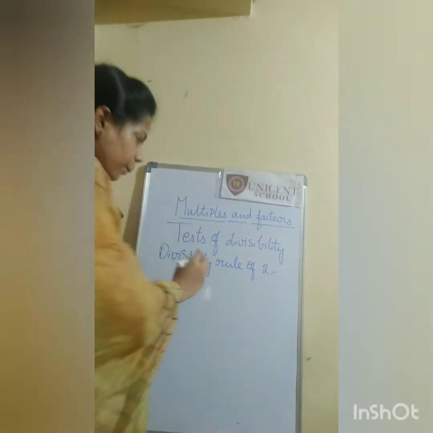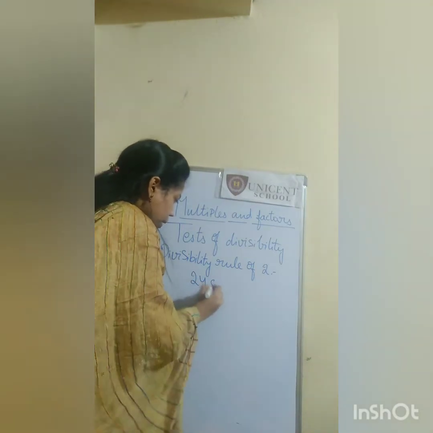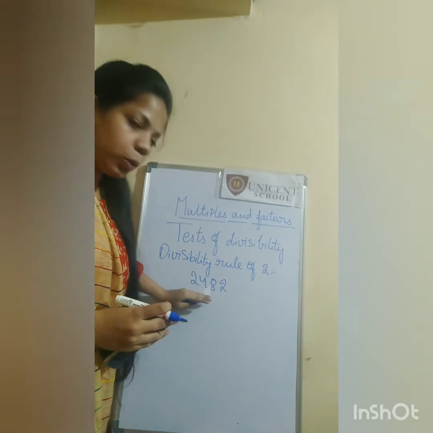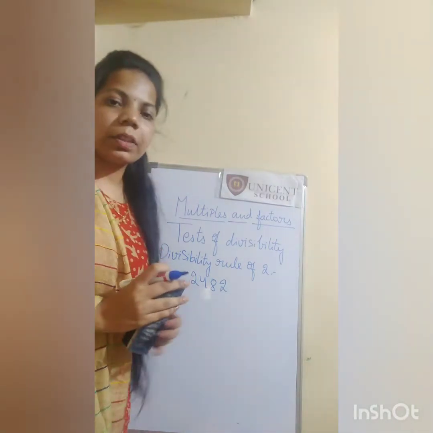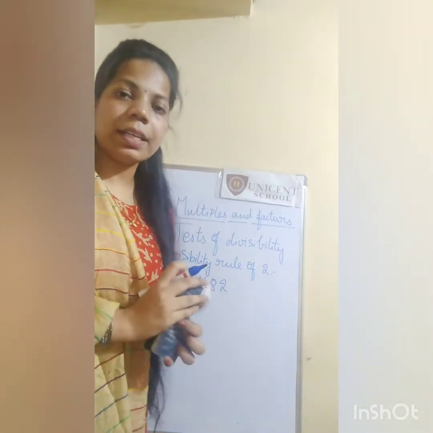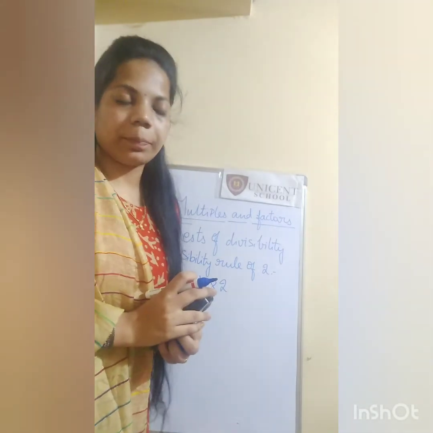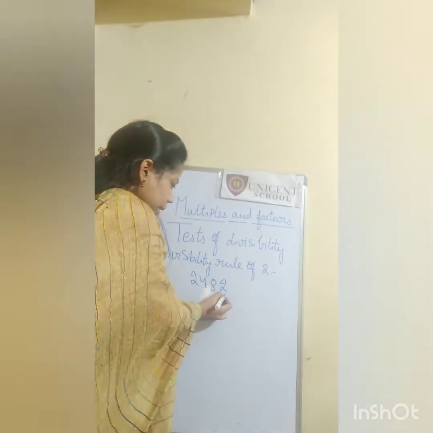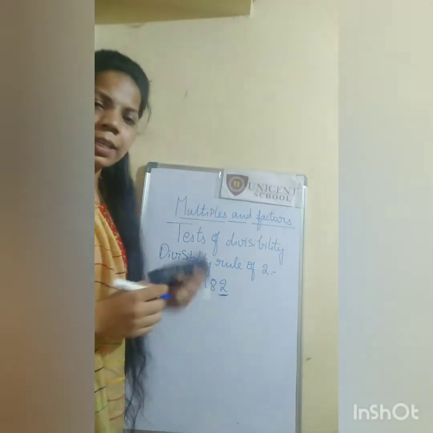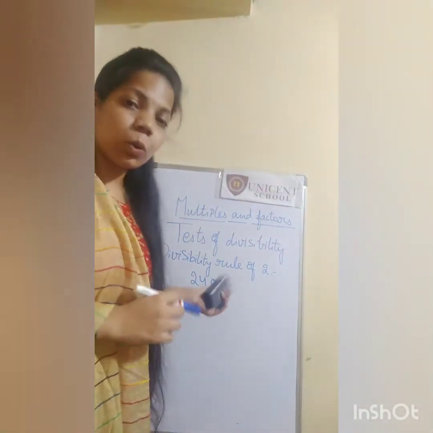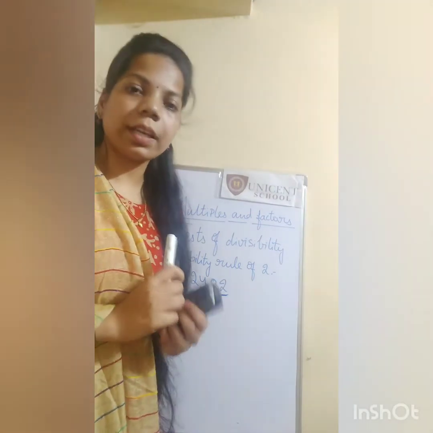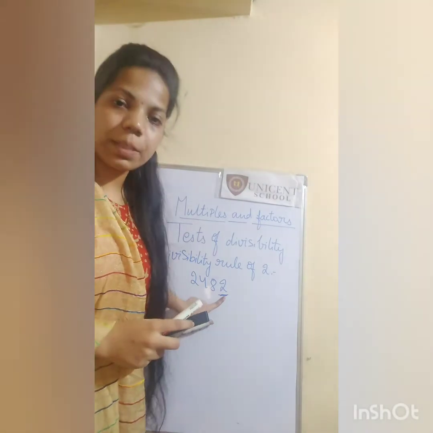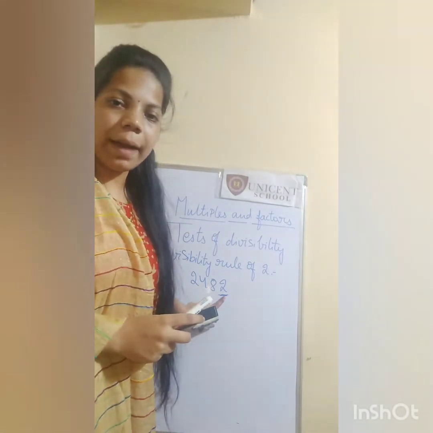Let us take 2482. Now let us see whether this number is divisible by 2 or not. What is the digit in the ones place? In the ones place we have 2. Is 2 an even number? Yes, 2 is an even number. So if we have an even number in its units place, the number is divisible by 2.